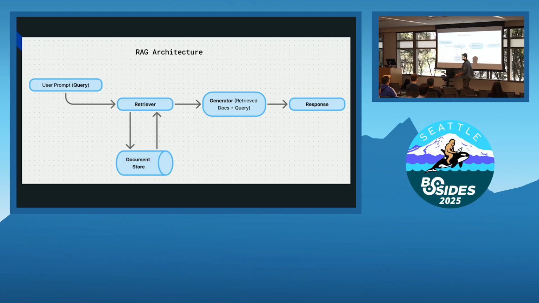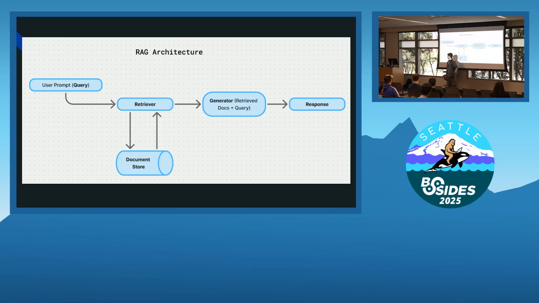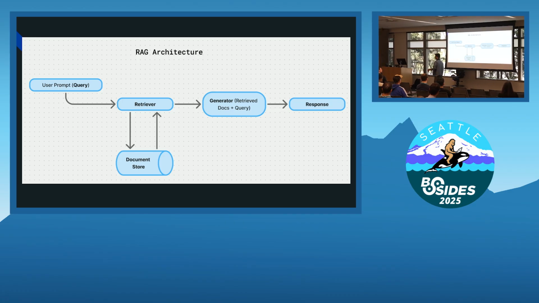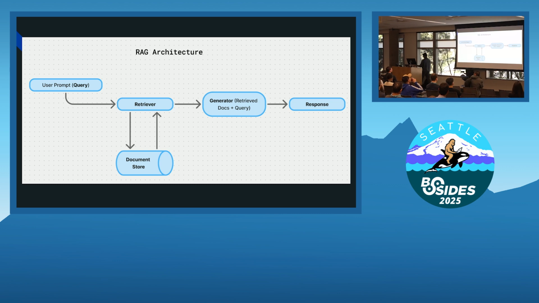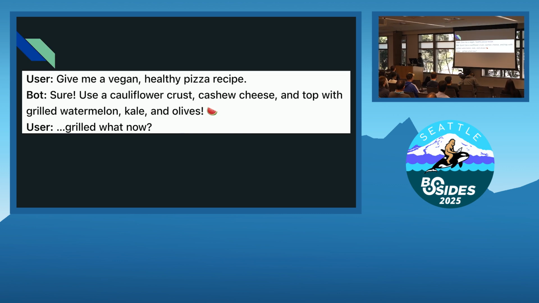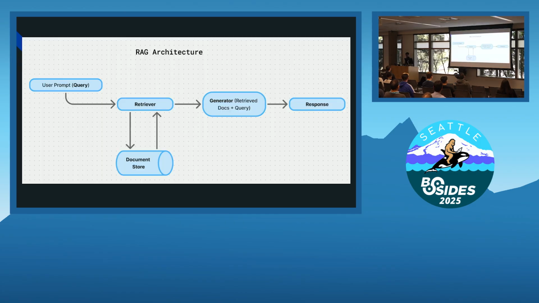The generator is nothing but a language model with our user query and the additional context that the retriever has provided us. And then the generator gives the output to the end user. The example that I showed you, which is hallucinated, is the output the bot gave. The toppings.